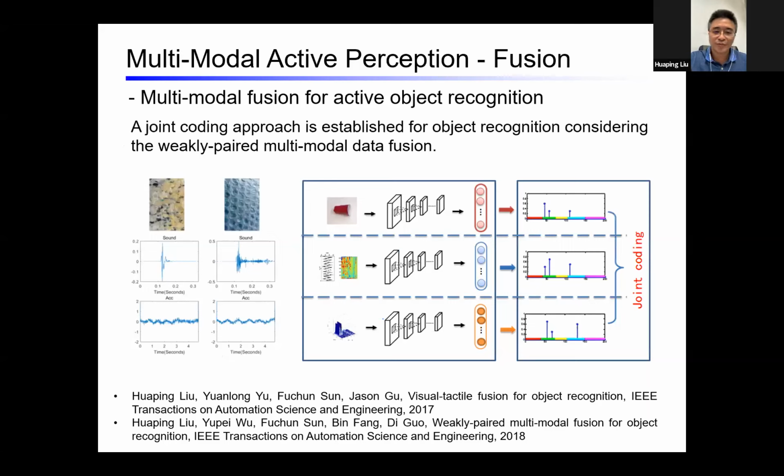Now let's talk about the multimodal fusion for active object recognition. For different objects, their multimodal perception data has different representation and exhibit different characteristics. What's more, real multimodal data often suffer from significant weak pairing characteristics. In this work, a joint sparse coding method is established for object recognition for the weakly paired multimodal data fusion.